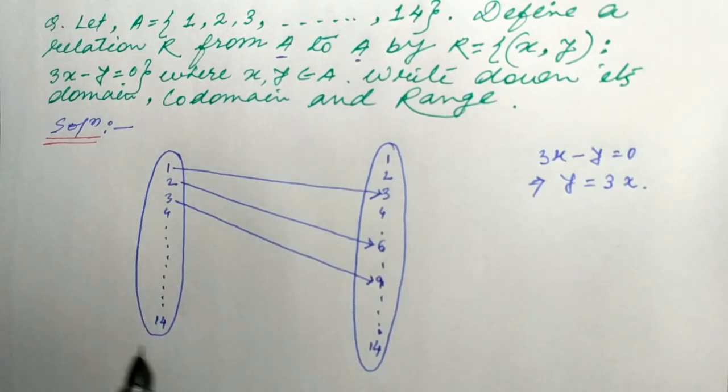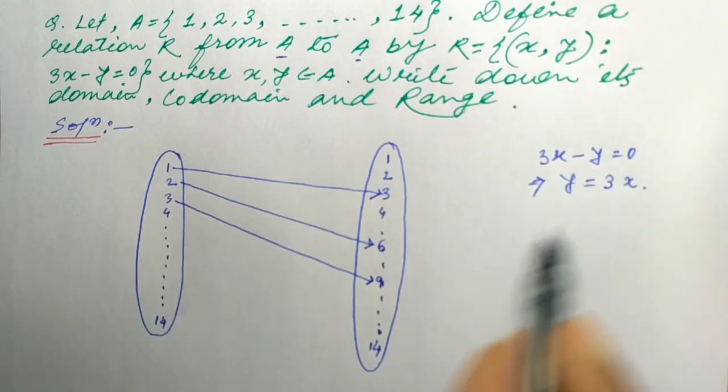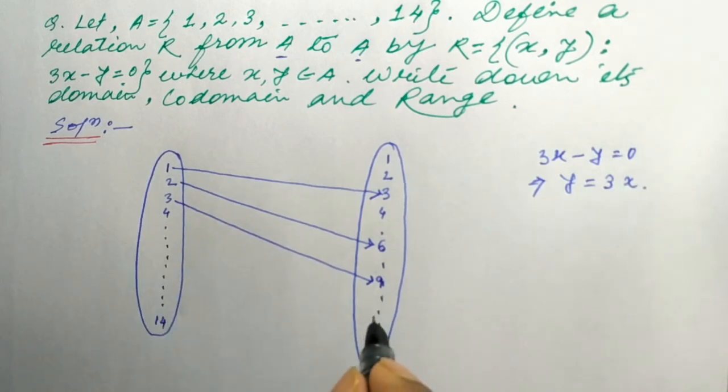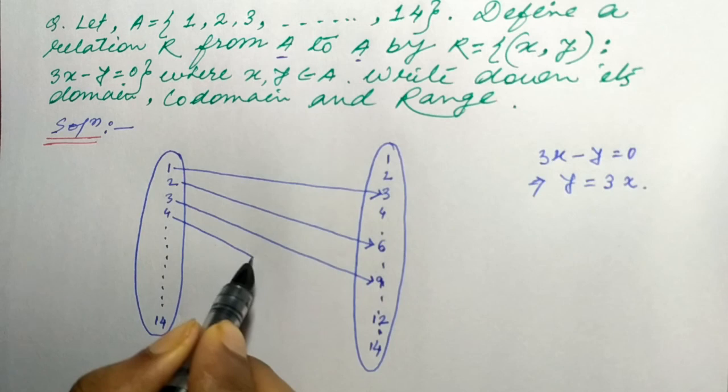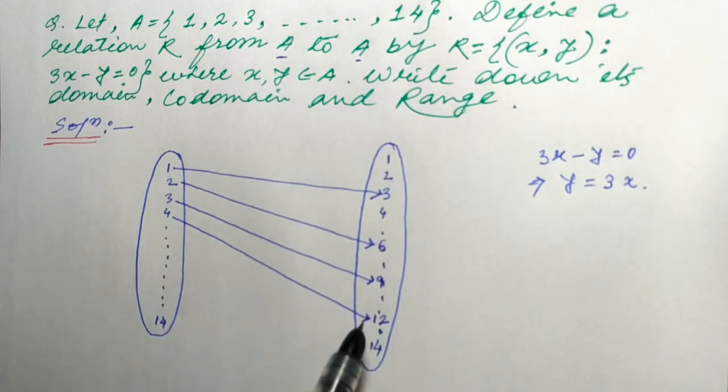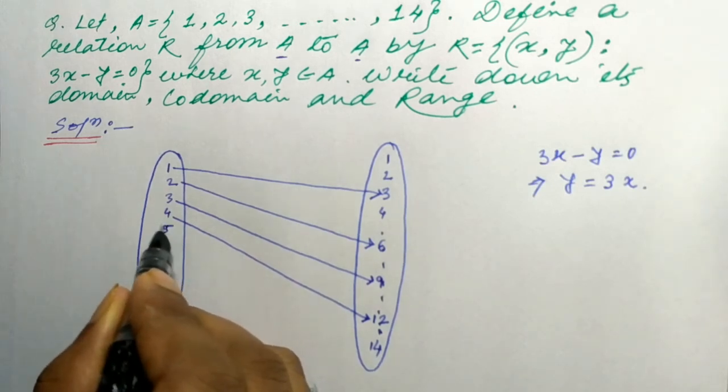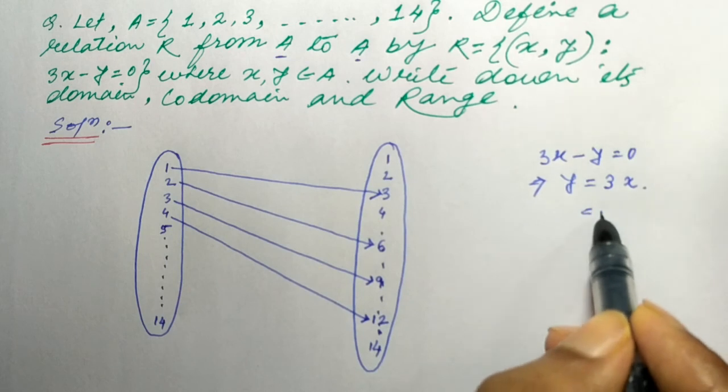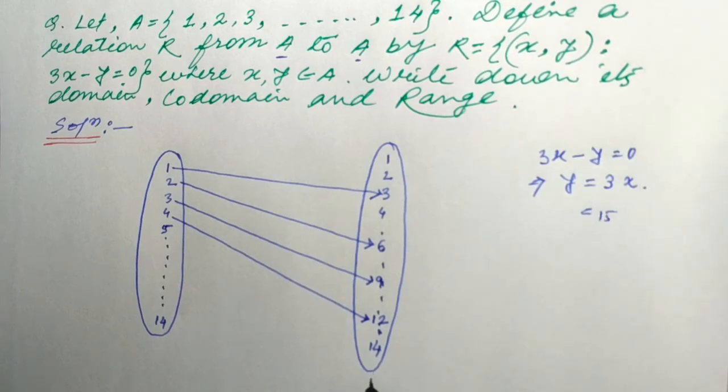Again, if we put x equal to 4, then y will be 16. Oh sorry, 12. So if we put x equal to 4, then y equal to 4 times 3, that is 12. Now if we put x equal to 5, then y equal to 15. But 15 does not belong to set A, therefore this will not satisfy the relation. Understood? So this is the arrow diagram form of this relation.